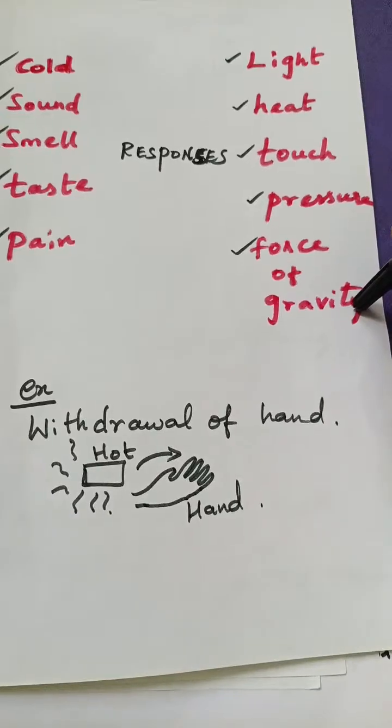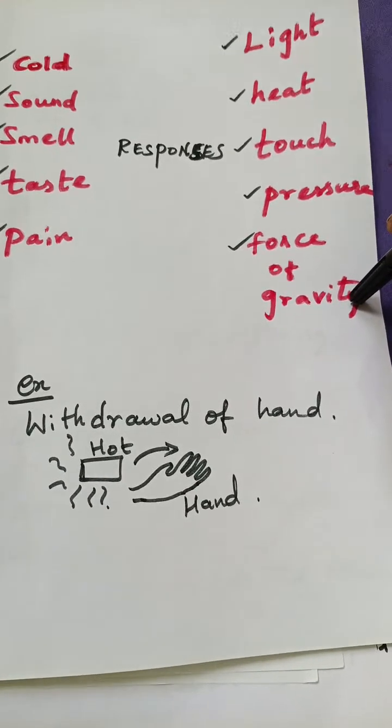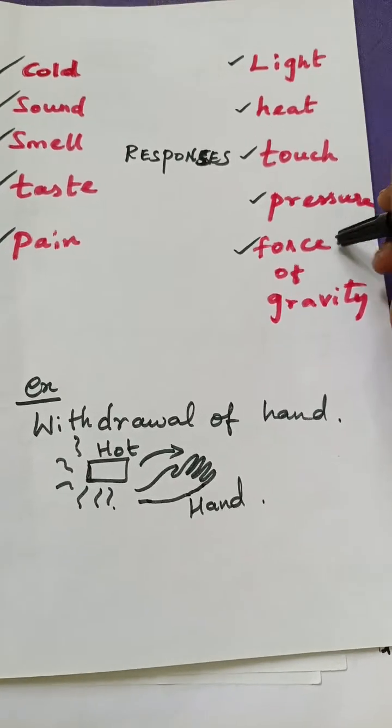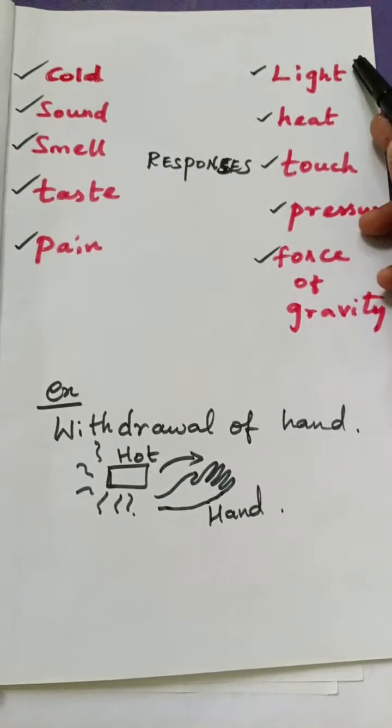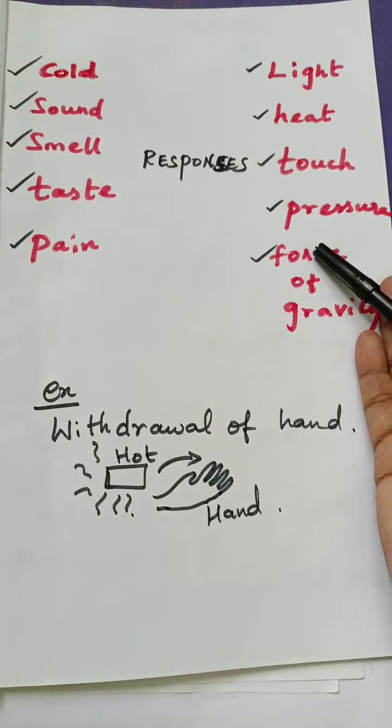If you are not walking properly, you will fall down. If you are not standing properly with your muscular system and skeletal system, you will fall down. So this is the force of gravity. These are the responses to the environment.